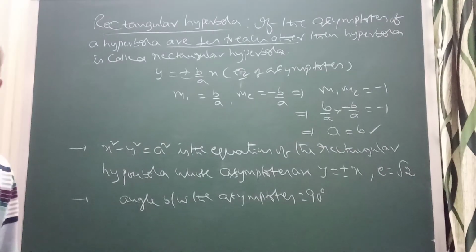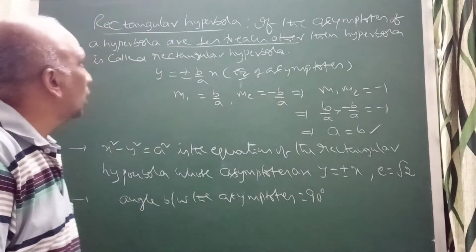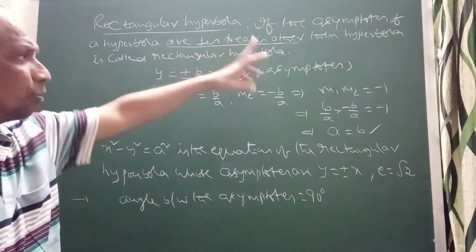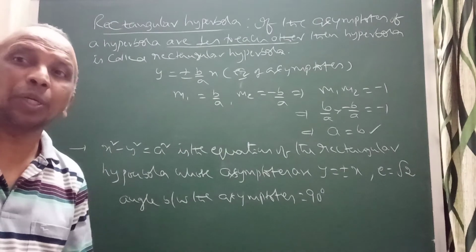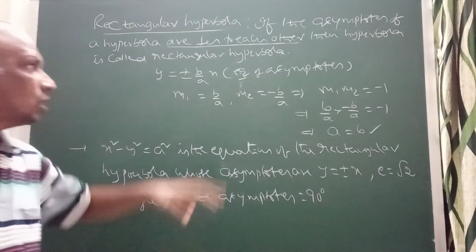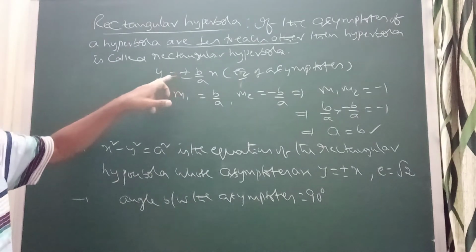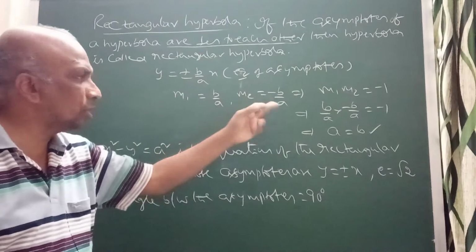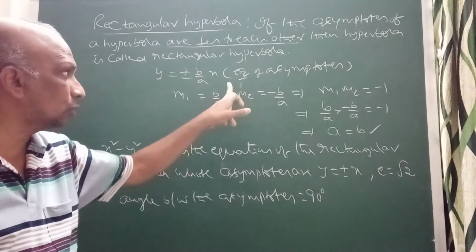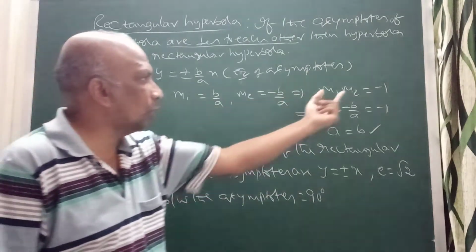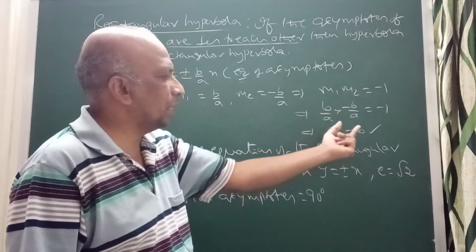Now I am talking about the rectangular hyperbola. If the asymptotes of the hyperbola are perpendicular to each other, then the hyperbola is called a rectangular hyperbola. The asymptotes are y equal to plus or minus (b by a) into x. One slope is b by a, another slope is minus b by a. When they are perpendicular, the product is minus 1, then simply a is equal to b.